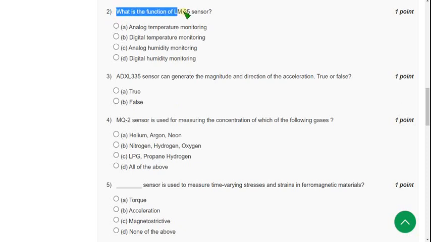What is the function of the LM35 sensor? For the second question, the correct answer is option A, analog temperature monitoring.